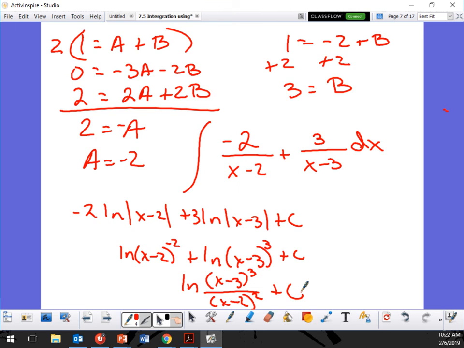Yeah, and without rewriting it as a negative exponent, you can notice that you could have written it as 3 ln x minus 3 minus 2 ln x minus 2, and then right from there, because it's subtraction, you would go straight to the division. Yes, he rewrote it the other way.